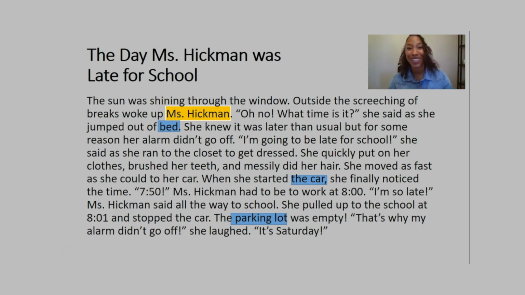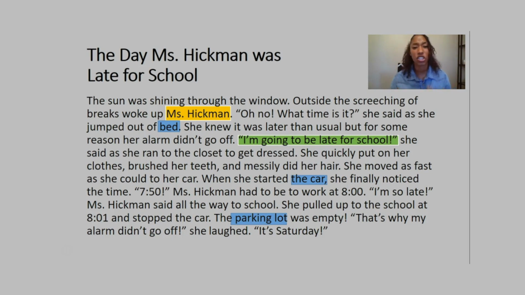The problem. What is the problem in this story? Well, Miss Hickman's going to be late for school. Her alarm didn't go off, and now she's going to be late for school. That's a really big problem. That's a problem that nobody wants to have, right? It's not fun being late for school. So, how does Miss Hickman try to solve her problem?